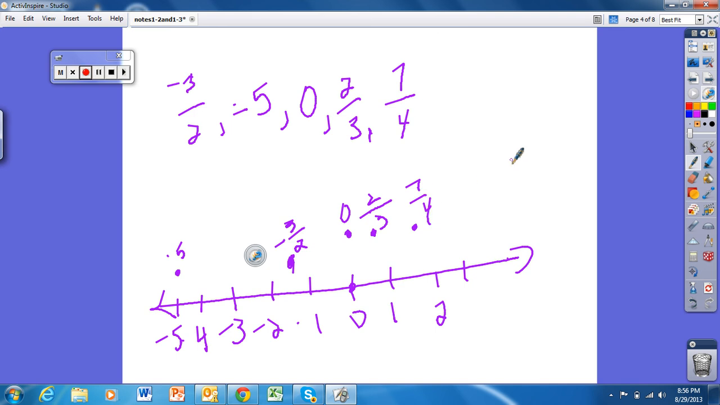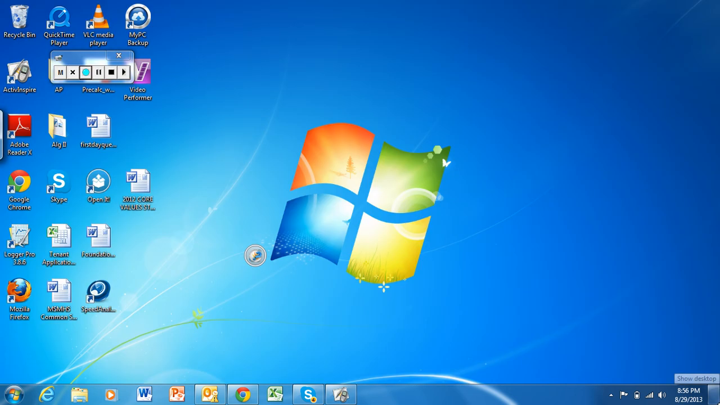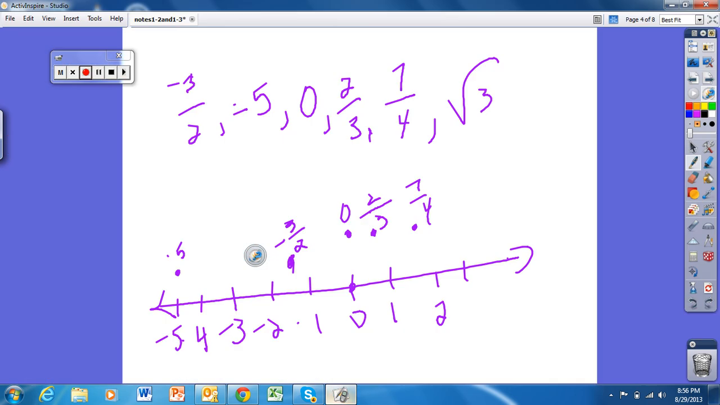You also might have to put a number like the square root of 3. Well, we don't expect you to memorize the square root of 3, but your calculator would tell you that it's 1.7 something. So that would go just a little bit to the right of 7/4. That would be the square root of 3.